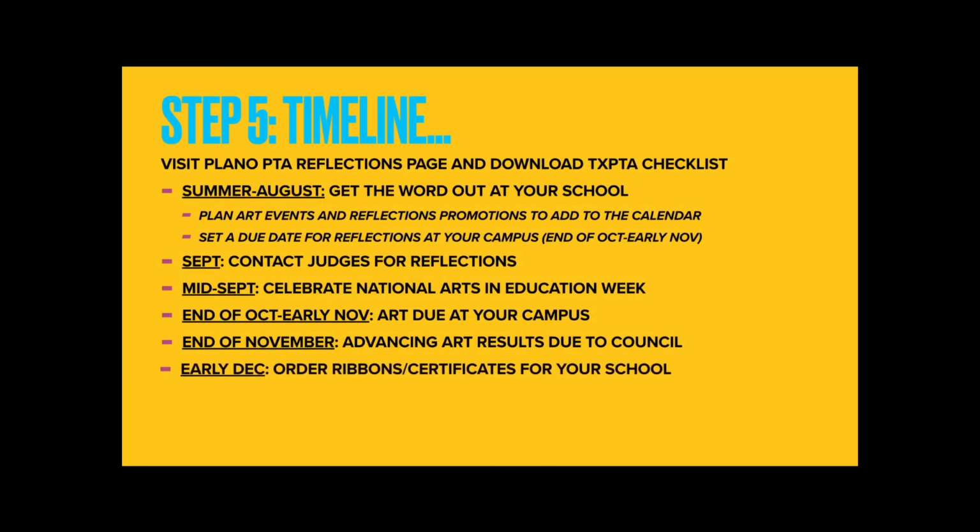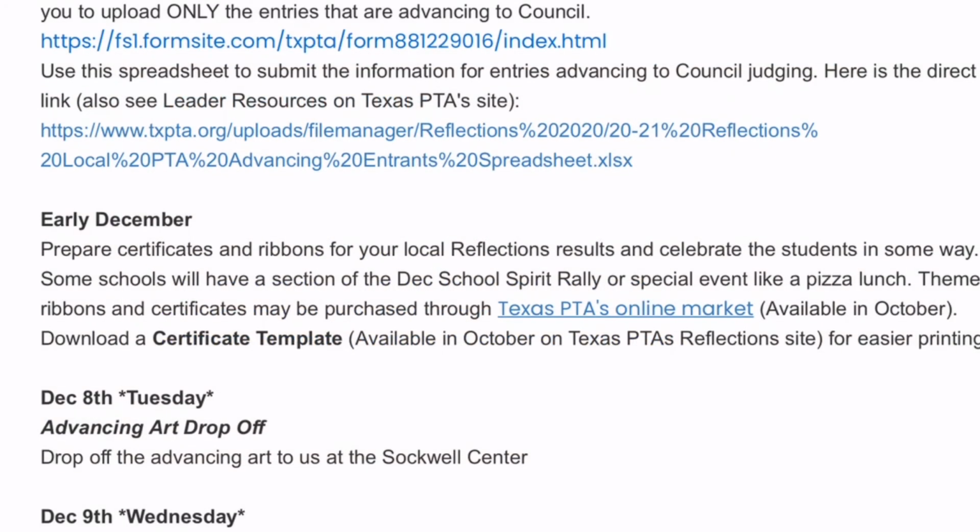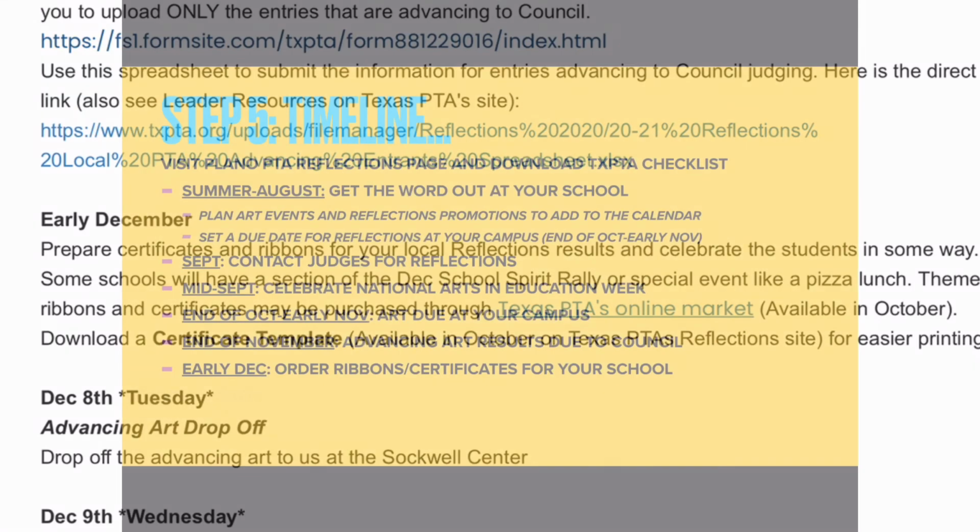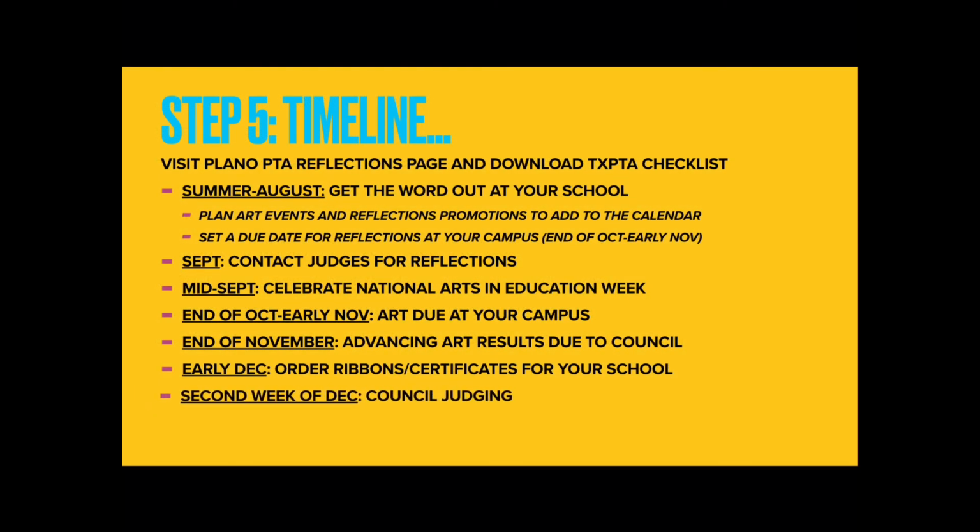Now it's time to go order ribbons and certificates. You can use the link from our website to order those items, or you can even make your own. Then the second week of December, you will bring in your advancing items to Council for judging. You'll drop them off, we'll get you checked in, and they'll get judged the next day by local artists and professionals. Then you'll come back and get the art. Results are usually shared within a few days.